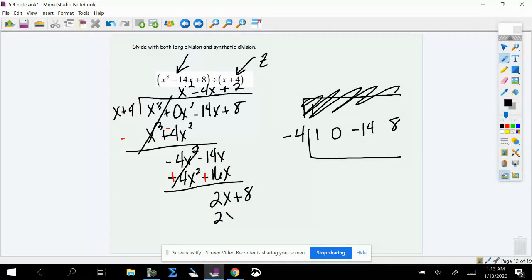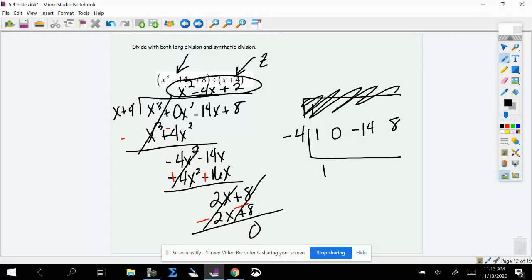Multiply through, you get 2x. 2 times 4 is 8. When you change signs, you probably already have noticed that everything will cancel, meaning you have no remainder. So this divides evenly. We would say x plus 4 is a factor of the original dividend. And you're going to see the same result when you do the shortcut.